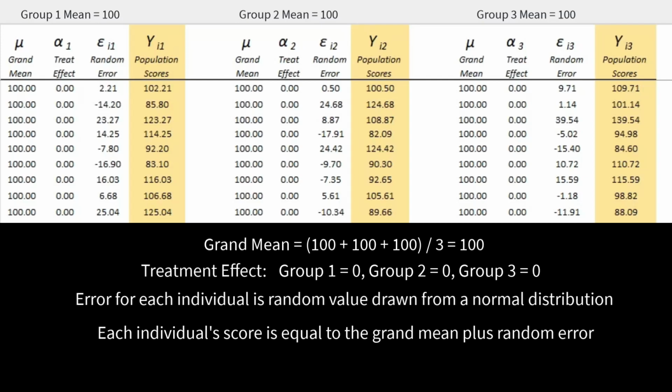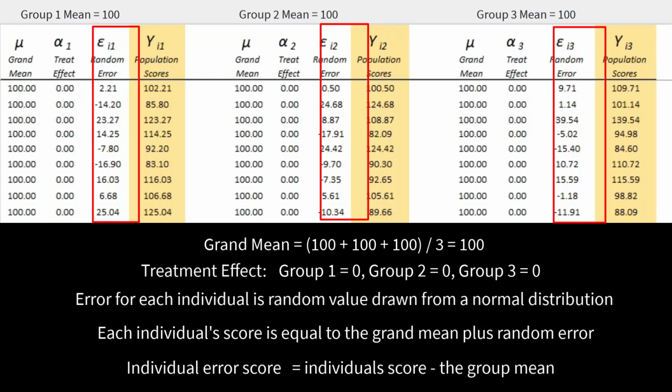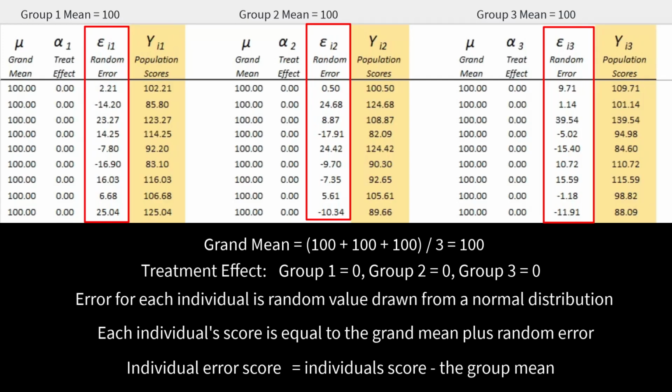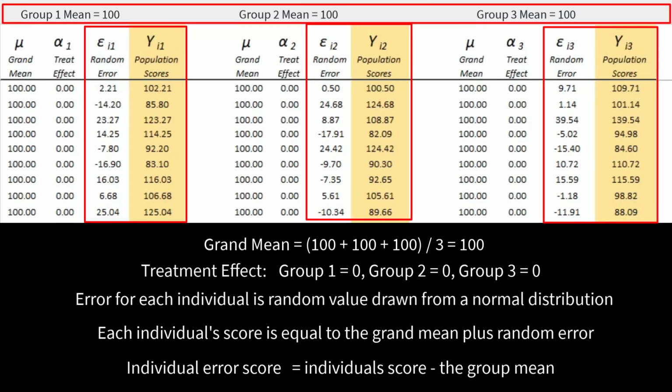The error term introduces random variability within each group, so the scores of individuals within a group will now differ from each other. You can also see that the error term in the model is equal to the difference between the individual's score and the mean of the group to which the individual belongs. The population variance we set at the start, 225, is directly responsible for the variability we see in the individual scores.